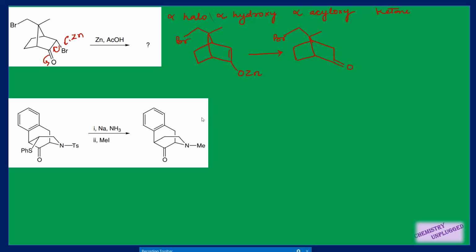Then next question is based on the reaction of dissolved metals. So one point is important here, that dissolved metal can show cleavage of carbon nitrogen bond and nitrogen sulfur bond. They can cleave them also. Carbon sulfur bond and nitrogen sulfur bond. So here I have this one as carbon sulfur bond, and this is nitrogen sulfur bond. This tosyl group is this one. So this nitrogen sulfur bond will be cleaved by this dissolved metal.